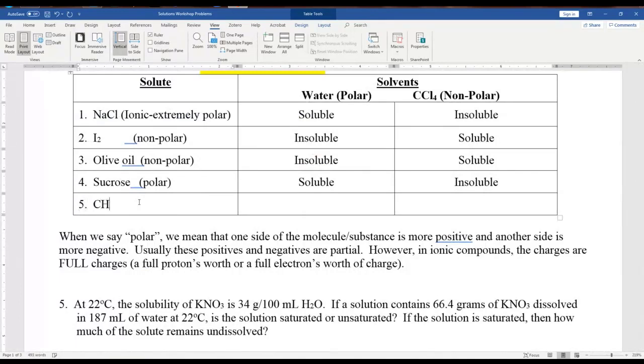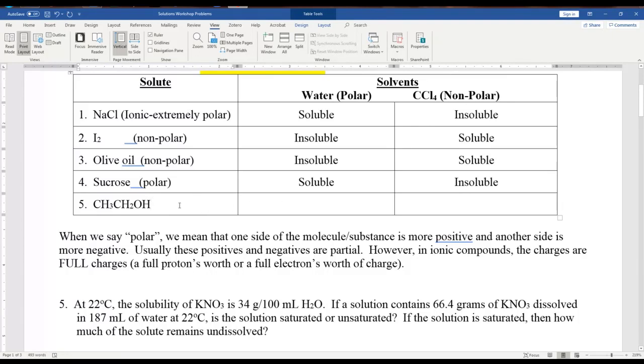Let's say you have an alcohol, let's say we have CH3CH2OH. So this is an alcohol. This is actually specifically ethanol, or drinking alcohol. This is the one present in wine and beer and other things like that.